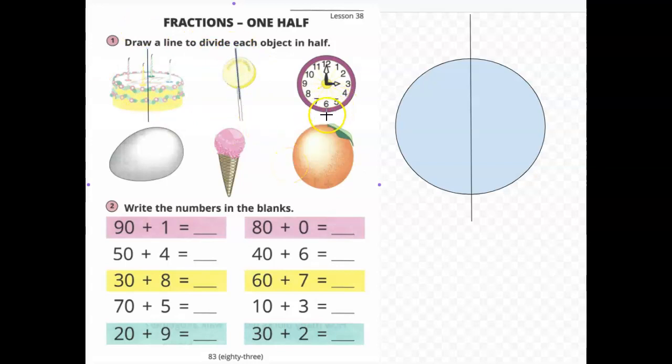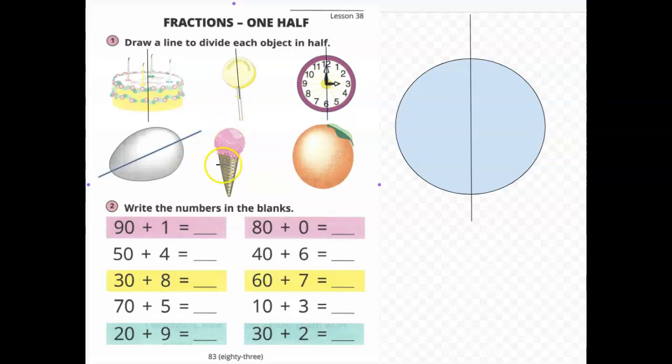Okay? Even a clock you can say a half. That's why we use half past, right? In half. And an egg, we can't go this way because this side's smaller than this side. This side has a bigger top and this one goes more to a point. So we can't cut it that way. We have to cut it this way. That's also symmetry. Symmetry and half equal are the same.